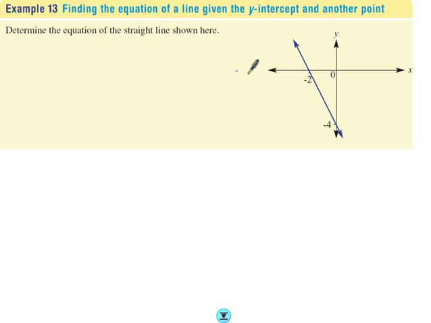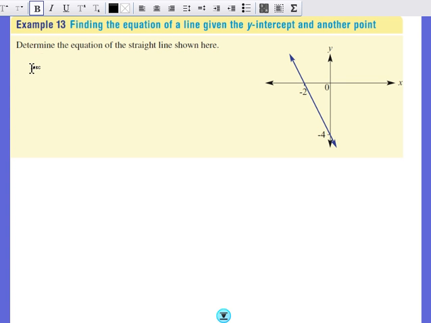Okay, here's an example. It's a line. It goes through the y-axis at -4 and the x-axis at -2. So there's enough information there to find the two things that we're looking for. First of all, we can find the gradient, and we're going to do that using the 2 points that we have. So the 2 points are (-2, 0) and (0, -4).